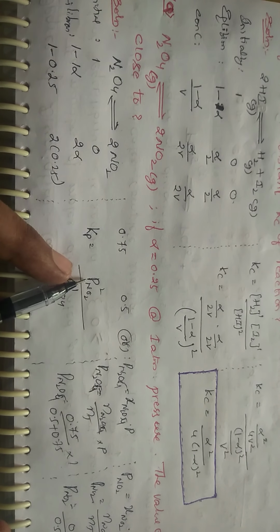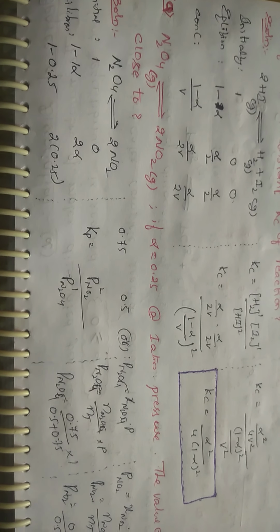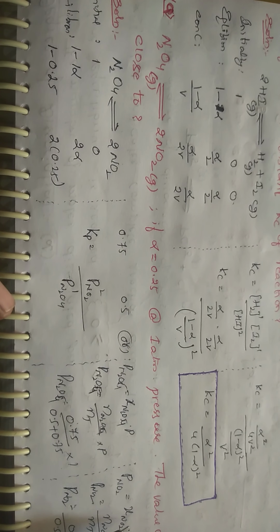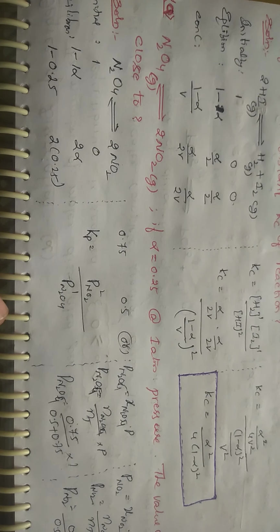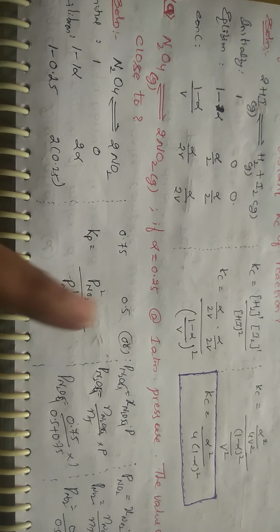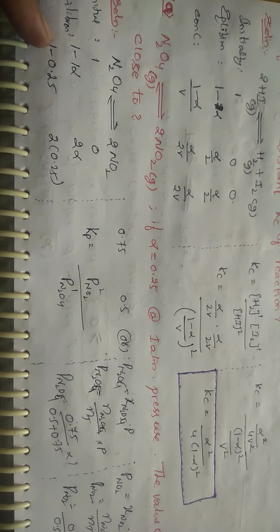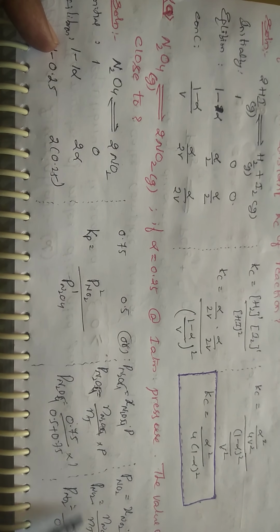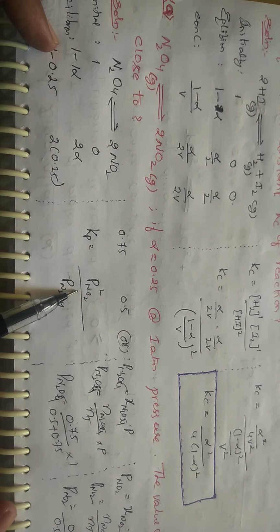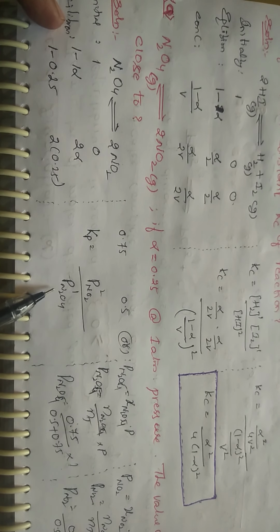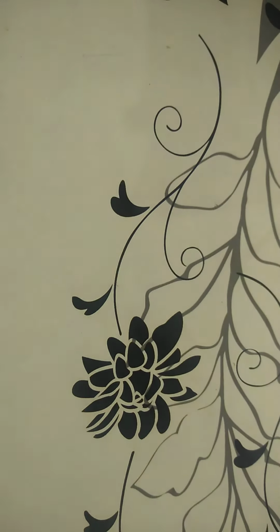If you want the value of PNO2, it is mole fraction of NO2 into total pressure. PNO2 is equal to number of moles of NO2 by total number of moles into PT. PNO2 will be equal to number of moles of NO2, it is 0.5, by total number of moles, these two sum 1.25, into 1. So you take this value and substitute here. Okay, and you take this value and substitute here. You will be getting the Kp value.